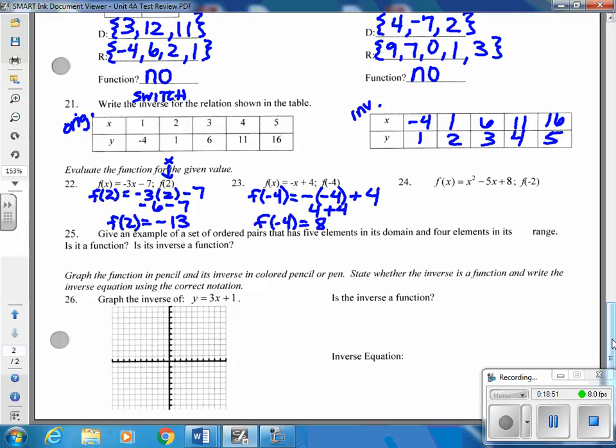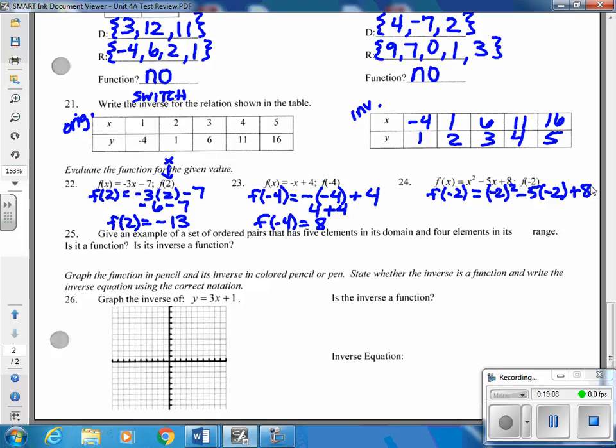For number 24, again, be careful. You're sticking a negative number in for a variable, which means you should be typing parentheses in your calculator. If you don't, it's going to mess you up. So -2 in parentheses squared minus 5 times -2 plus 8. Go through and do your order of operations.